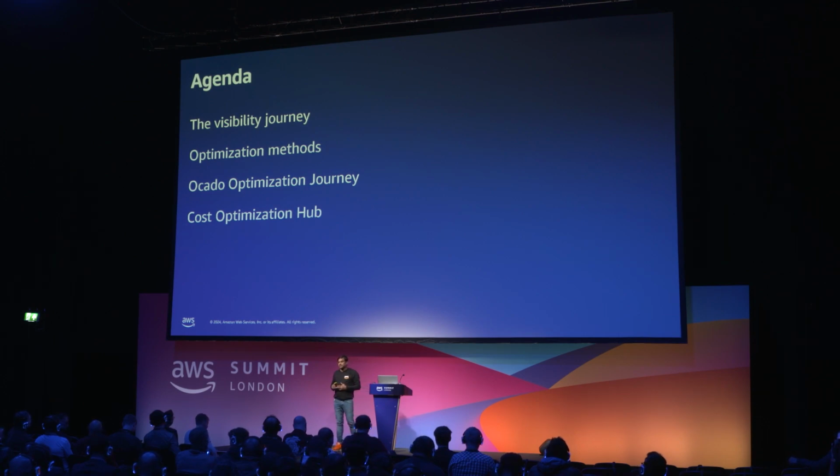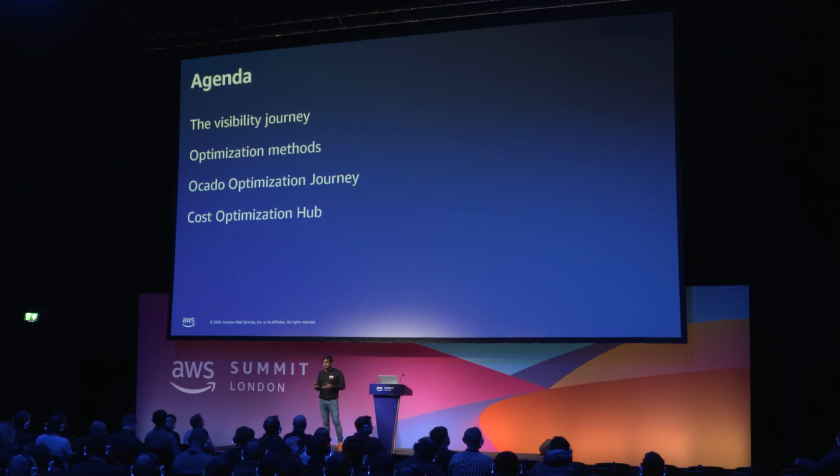In terms of the agenda, I'll take you through the visibility journey. It's a process that helps us to mature our optimization program by gaining insights at multiple stages within our cloud journey, ultimately leading to optimization. Followed by, we'll go through those optimization methods, which will provide you optimization success. Later, you'll hear from Ocado on how they leverage those optimization methods. And finally, I'll touch upon a key feature which you could leverage to start your optimization journey as well.